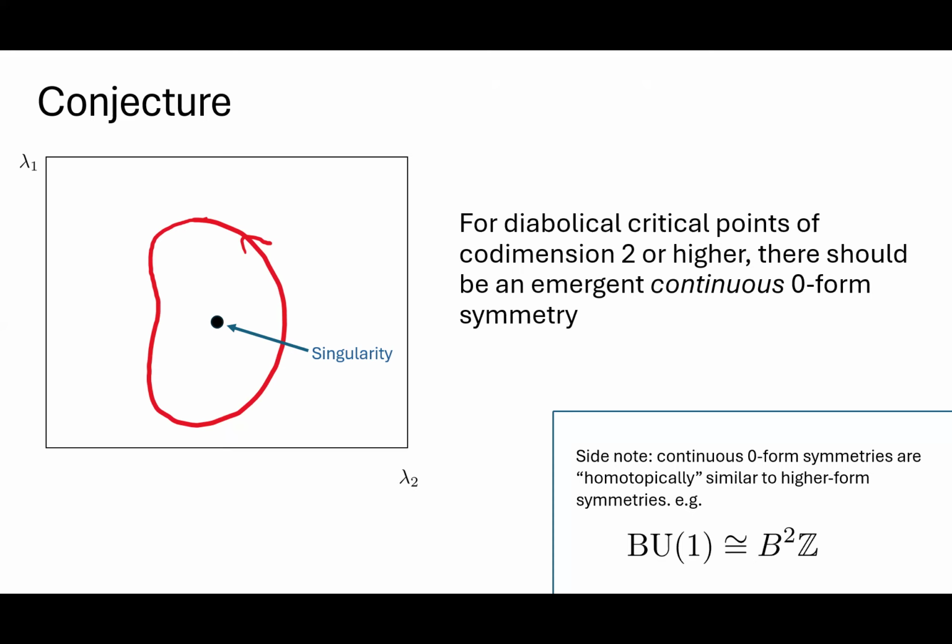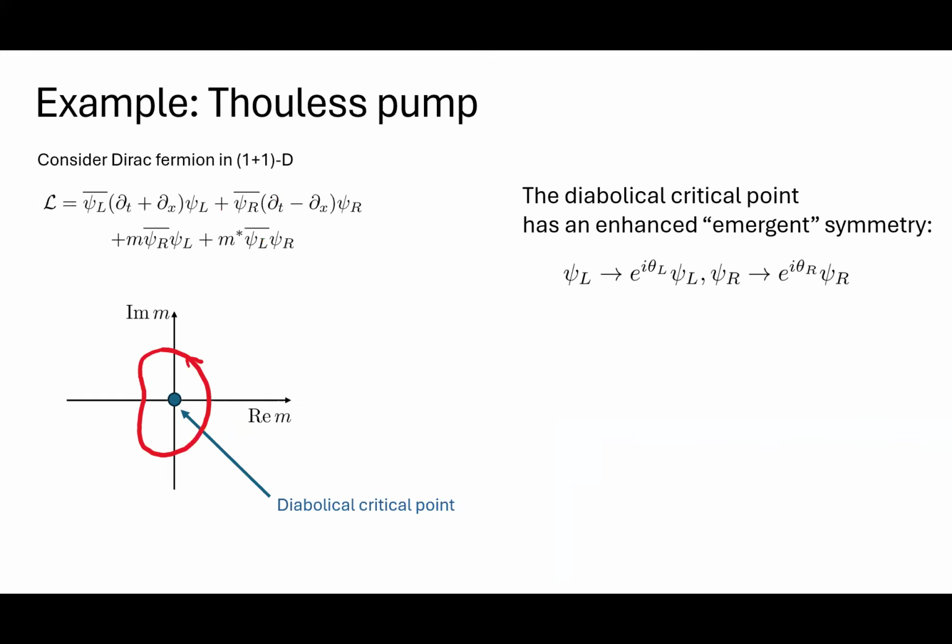And from the point of view of the properties of these diabolical critical points, it does appear that a continuous zero form does the job. You can think about, for example, the case of Fowler's pump. It has a global U1 symmetry throughout the phase diagram, but at the diabolical critical point, you can verify just by power counting that this mass term is the only relevant operator. So this indeed will give you a diabolical critical point, which is stable, unlike in the spontaneous symmetry breaking example that I described.